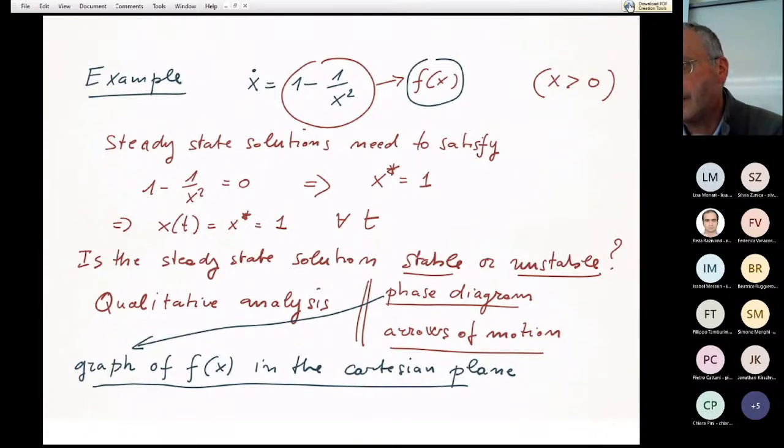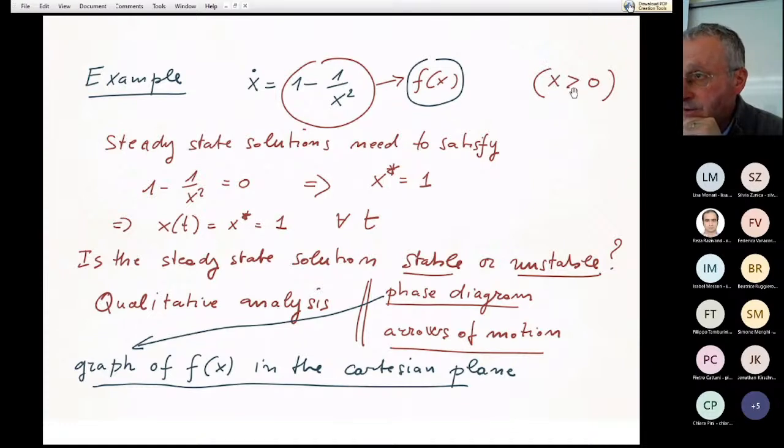Most of these equations are intended to be for applied models, so x here is positive. Okay? Steady-state solutions need to satisfy f of x equal to 0, that is 1 minus 1 over x squared equal to 0. The only solution is x star equal to 1. Because we exclude both 0 and negative values from the start. So there exists a steady-state solution, a unique steady-state solution, which is x star equal to 1.